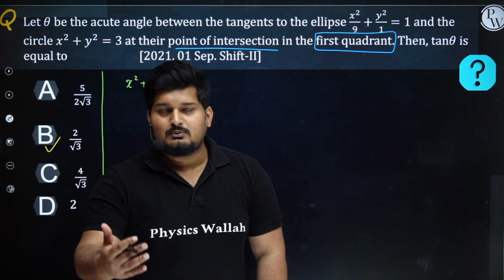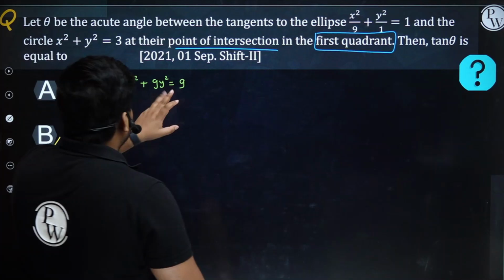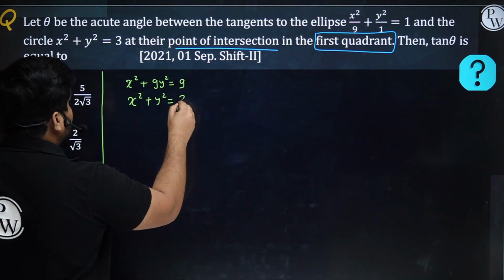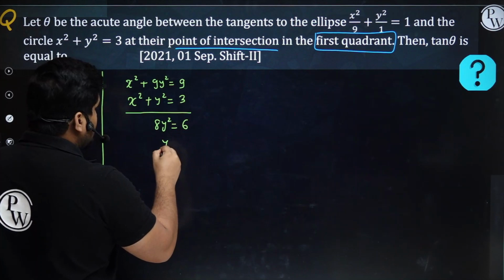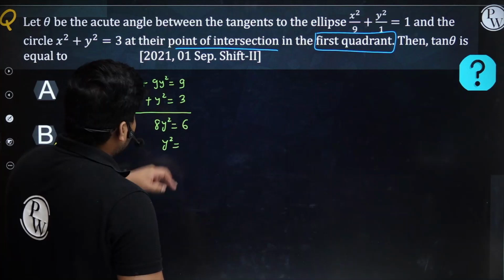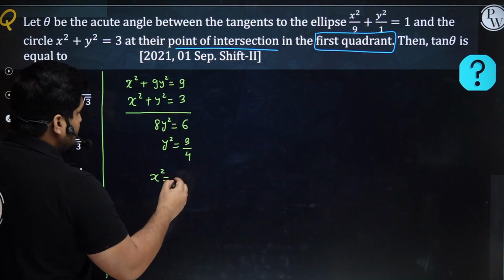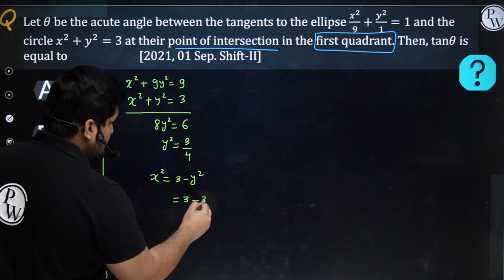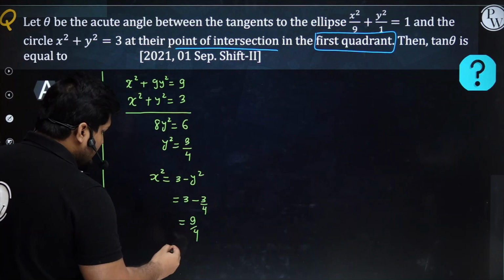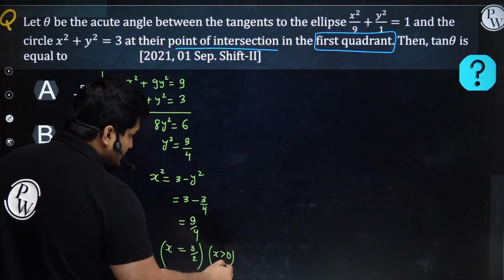Okay. So x square plus 9y square equal to 9. This is an ellipse and this is a circle, x square plus y square equal to 3. Subtract it. So 8y square is equal to 6. So y square is equal to how much? 8y square equal to 6, so y square is 3 by 4, so y will be equal to plus or minus root 3 by 2. Now what is x square? x square is equal to 3 minus y square, right? So this is 3 minus 3 by 4, so that is 9 by 4. So x will be equal to 3 by 2. I am ignoring minus 3 by 2 because it's given that x is positive.